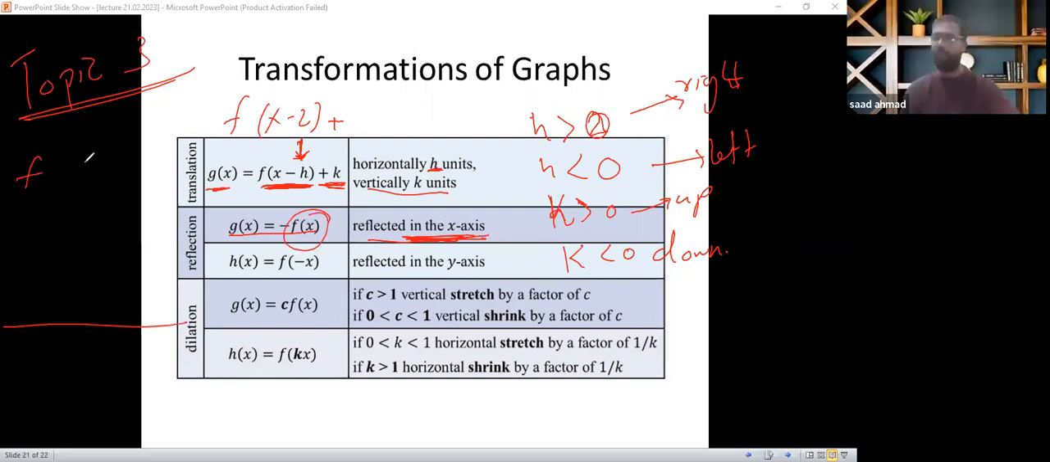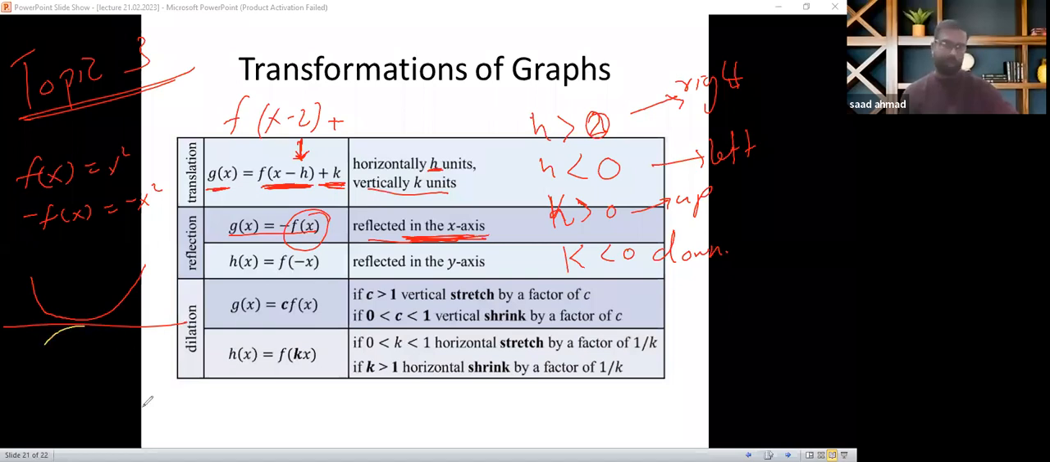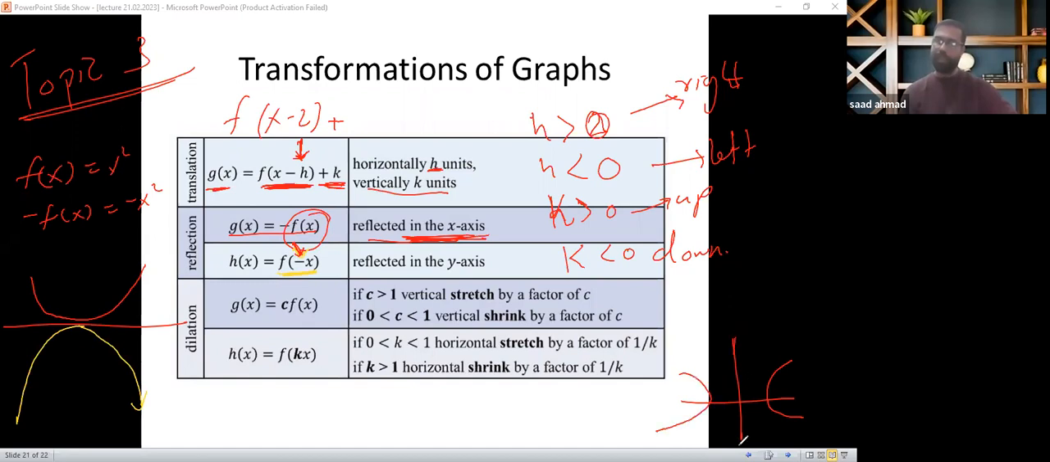Let's say we have the function f of x equals x squared. If we multiply it by the negative, negative f of x will be equal to negative x squared. So the f of x looks like this, but the negative of f of x will look like this. It will be reflected over the x-axis. But if you put the negative inside, like you replace the x by negative x, then it will be reflected across the y-axis. Let's say the function was like this, then it will become reflected over the y-axis, something like that.